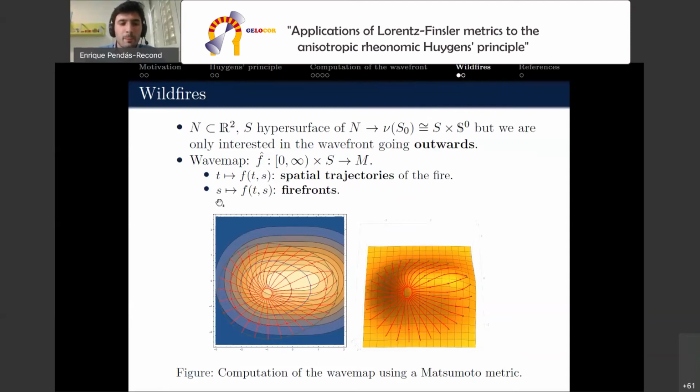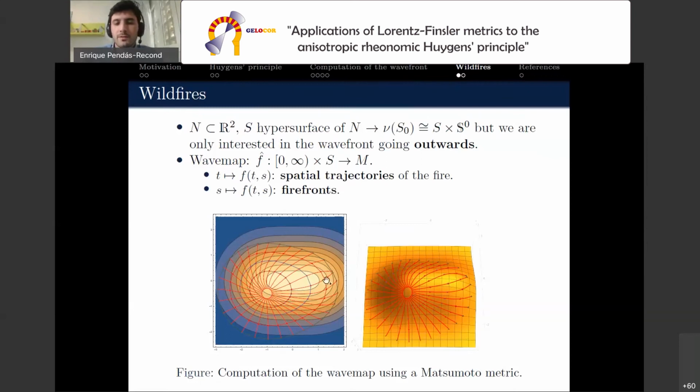And fixing a time and varying s, we obtain these transversal curves, which are the fire fronts at different times. In our model, we use the Matsumoto metric as the Finsler metric that provides the velocities of the fire. And this metric models the fact that when there is a slope, the fire moves faster in the upward direction.